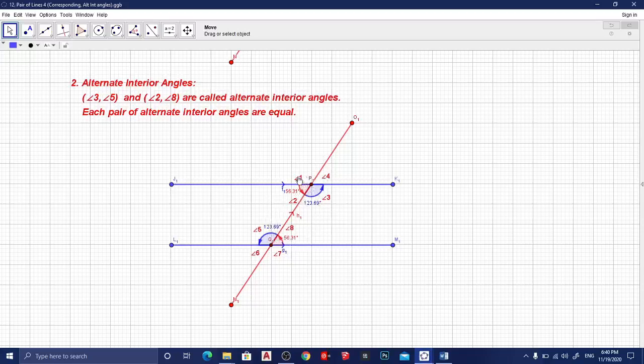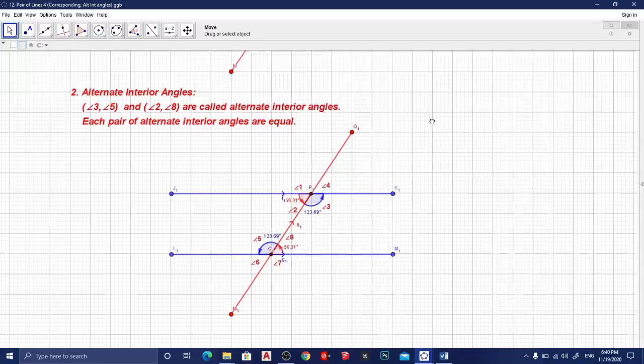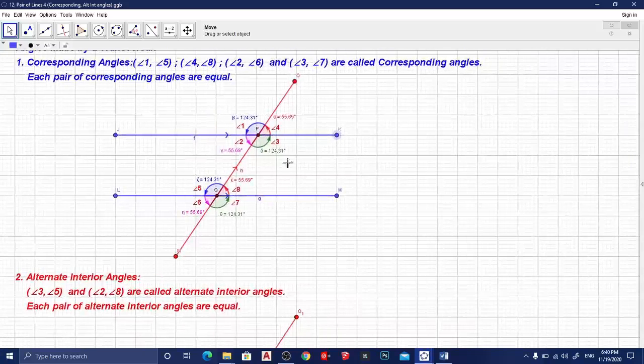If they are forming on the outside, which is shown in the upper figure, you see here these angles, angle 1 and angle 4 and angle 6 and angle 7, these four angles are exterior angles here.